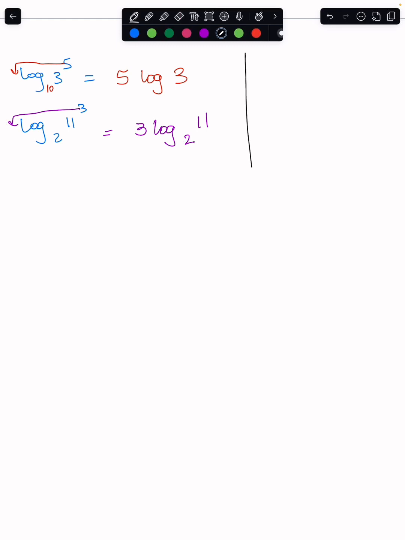Quick review. Remember that the square root of x is equivalent to x to the 1/2 power. The cube root of x is equivalent to x to the 1/3 power. So let's say I were to do an example where I had something like log base 3 of the square root of 2.